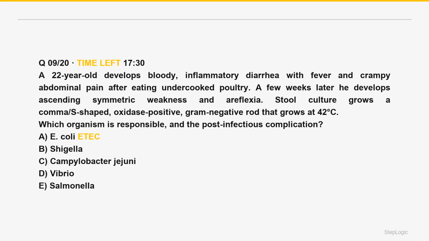Which organism is responsible, and what is the post-infectious complication? A 22-year-old develops bloody inflammatory diarrhea with fever and crampy abdominal pain after eating undercooked poultry. A few weeks later, he develops ascending symmetric weakness and areflexia. Stool culture grows a comma-shaped, oxidase-positive, gram-negative rod that grows at 42 degrees C. Read the command: organism and post-infectious complication. Bloody diarrhea after poultry, comma shape, 42 degrees C, then ascending weakness: Campylobacter jejuni, Guillain-Barré.